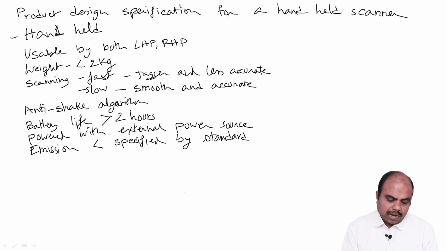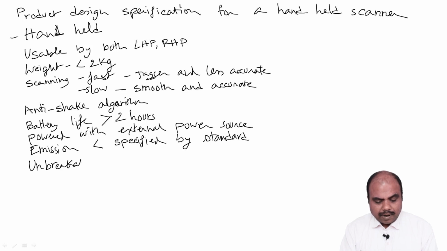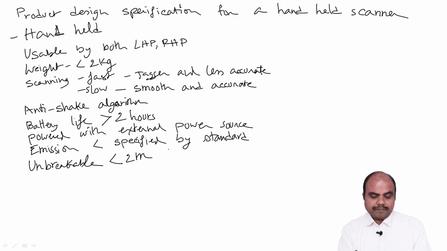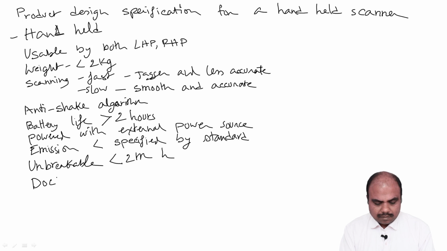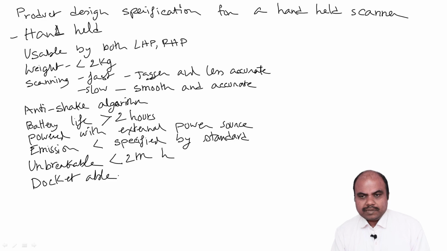Then it should be unbreakable also. Unbreakable does not mean it never breaks; it means if something is falling from less than 2 meters height, it should not break. But of course, beyond that, it may break, right? Then dockable. We are scanning by hand and suddenly I want to keep it down, so I should be able to keep it.